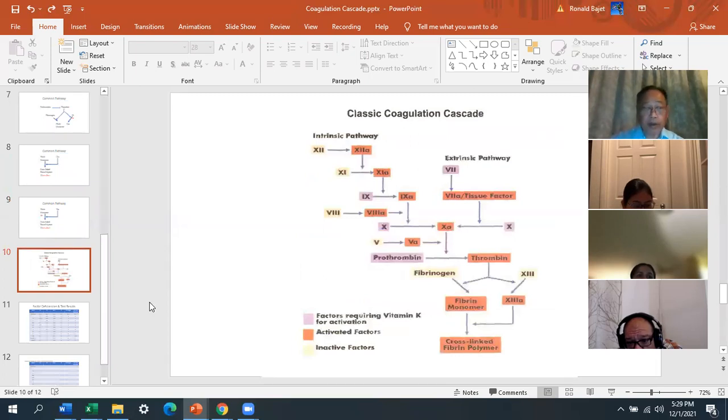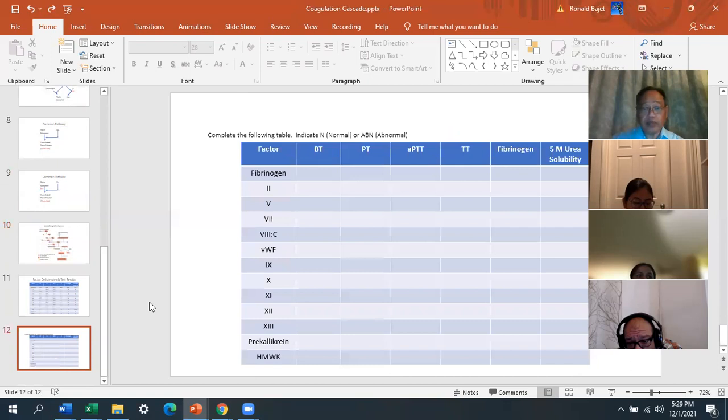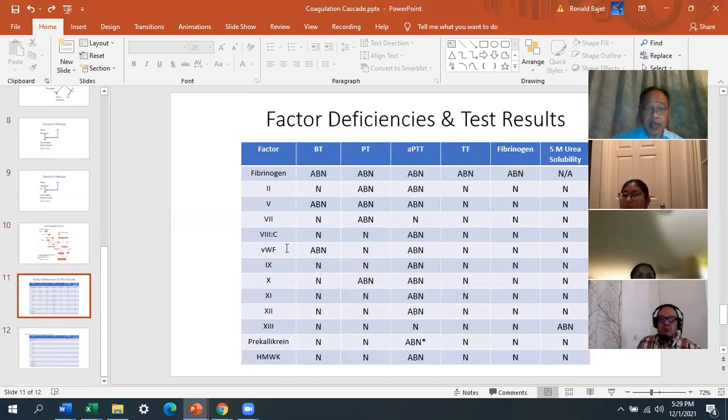And then I went over this. Abnormal 1, abnormal 2, abnormal, all normal. 4, 3, 1, abnormal, 3 normals, and 1 abnormal, and then the rest normal. The next one is 7 and 13 are the only normal ones, and everything else is abnormal. These two are all normal with the exception of the first two. Everything across the top is abnormal with the exception of 5 molar urea. So these two columns, everything's normal with the exception of the top. And with 5 molar urea, you're looking for a factor 13 deficiency, and there it is right there.